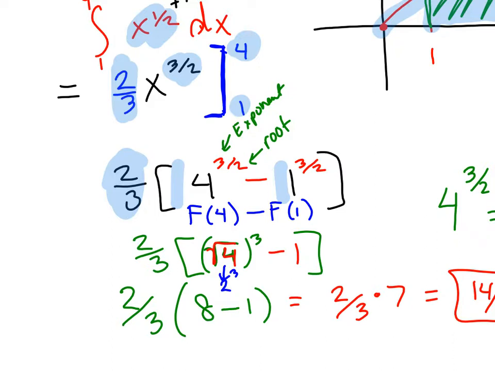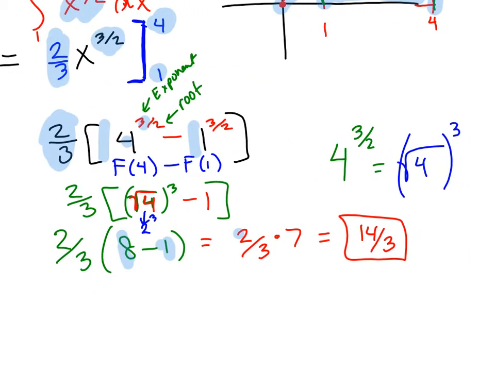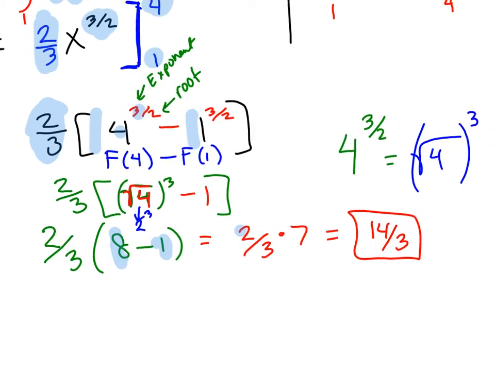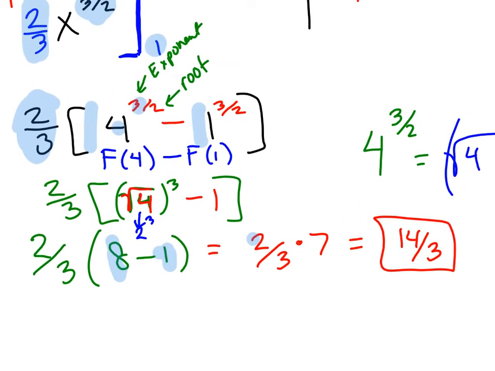So square root of 4 is 2, 2 to the 3 is 8, so we have 8 right here. And then 1 to any power is just 1. 8 minus 1 is just 7. 2/3 times 7 is 14/3, and you can leave it like that. On my test, I might ask you for 3 decimals, in which case you would have 4.667 or something. I digress.